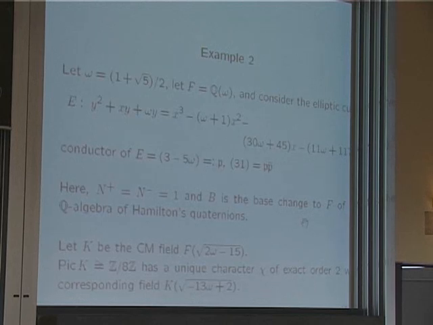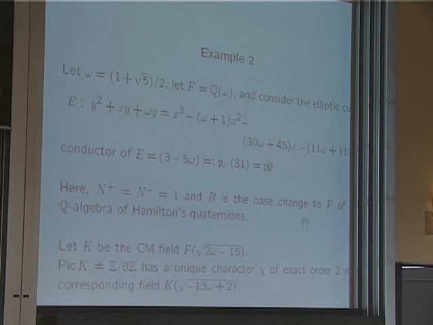And I have another example where I look at an elliptic curve defined over the field Q of root 5. So this is an example not defined over Q. This is sort of nice. If I look at a certain CM field, F adjoin square root of 2 times omega minus 15, where omega is 1 plus root 5 over 2, then this has class group of size 8 and a unique character of order 2.